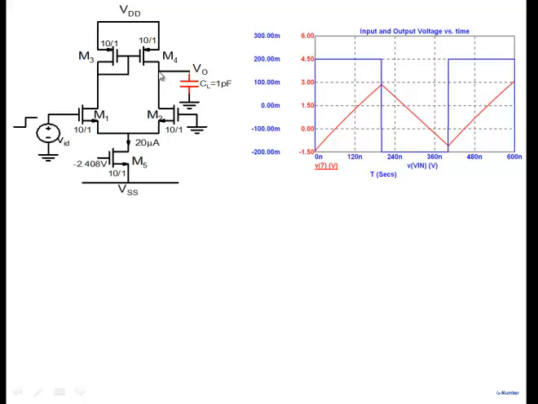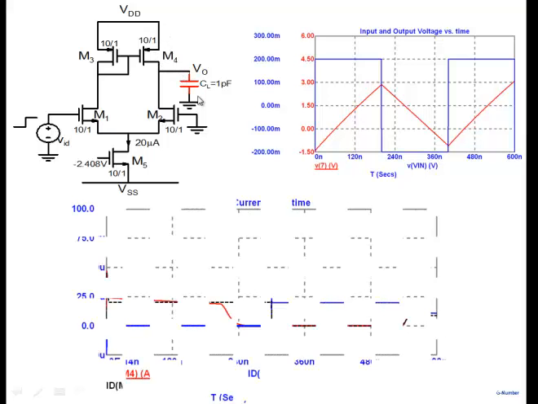Now this is still at minus 1.5, which means M4 is also in the saturation region. If it is in saturation, the current in M4 has to be the same as M3, which means 20 microamperes flows here. But then this 20 microamperes doesn't flow into M2. M2 current is 0. Where does it flow? It charges the capacitor.